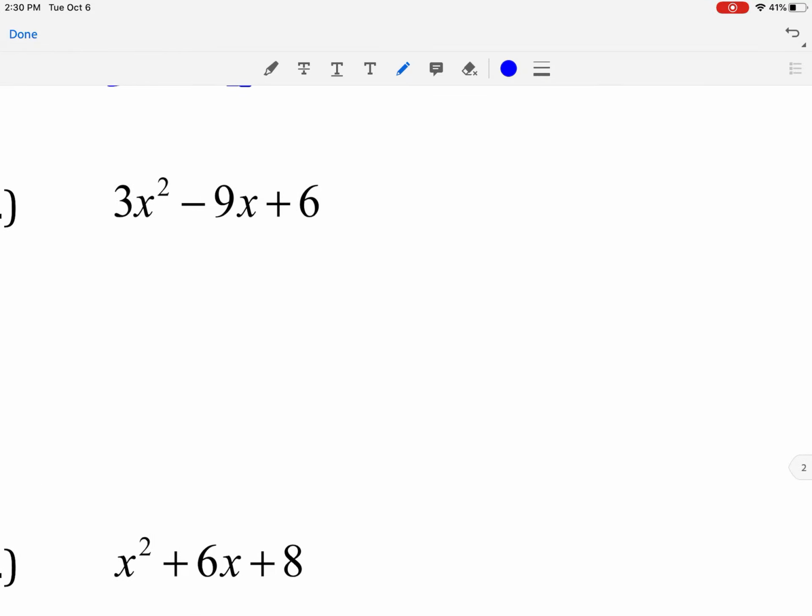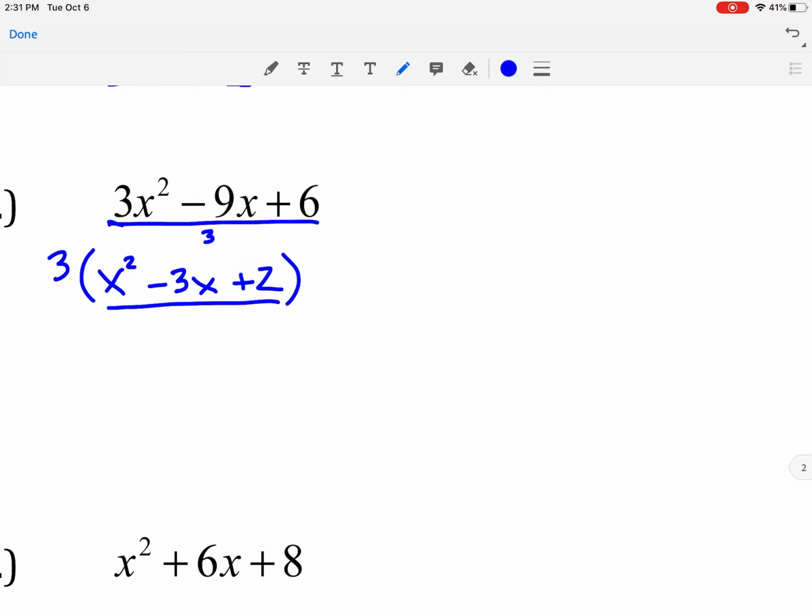Next example. Okay, this is a little tricky because we have one where a is not equal to 1. However, do not forget to look at a GCF for this whole thing. Is there a number or a variable that I can divide all of these terms by? And the answer is yes. We have a GCF of 3. So if I pull out a 3, I'm left with x squared minus 3x plus 2. So I divided all of them by 3.